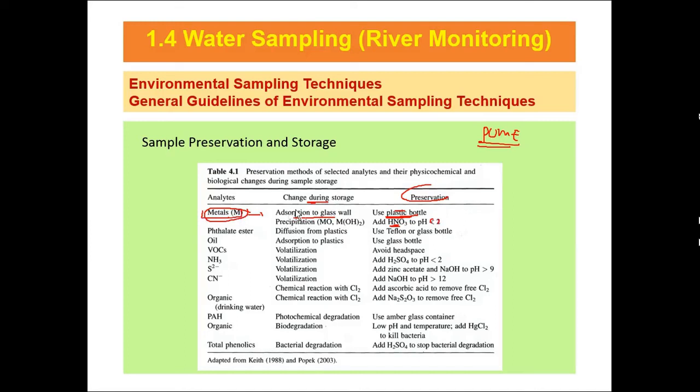Okay, so let's say you have organics. For organics we usually want to measure BOD, COD and so on. The organic will react with chlorine, so you add sodium thiosulfate to remove free chlorine. Make sure your container does not have any chlorine. There are many variations here, so it depends on the type of analysis, the type of parameter that you want to analyze.